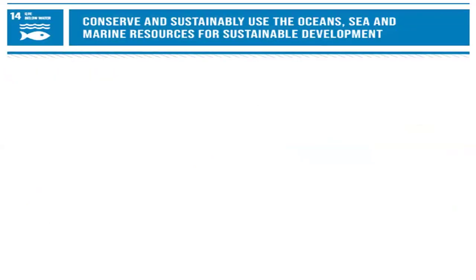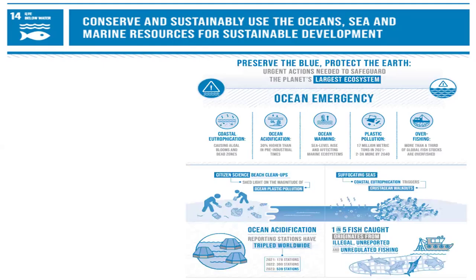So the next one is life below water, with a goal to conserve and sustainably use the oceans, seas, and marine resources for sustainable development. This is an ocean emergency: coastal eutrophication, ocean acidification, ocean warming, plastic pollution, overfishing. Right? Citizen science, we have ocean plastic pollution suffocating seas, we have crustacean walkouts.